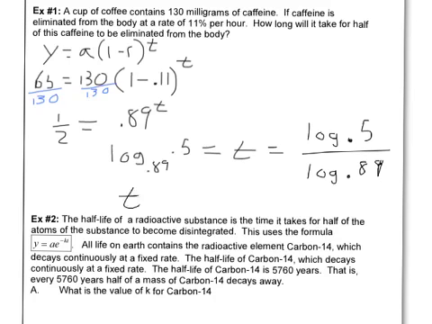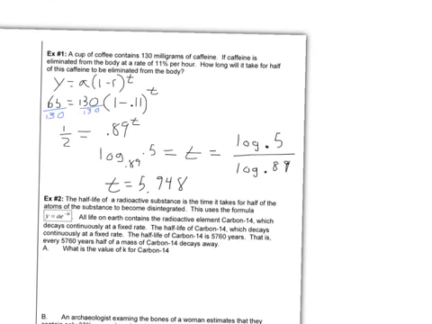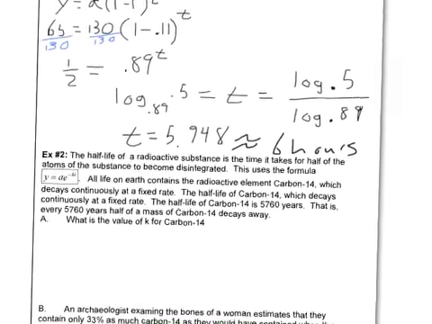And you get t equals about 5.948 or so. So about 5.948, or we could just say, hey, it's going to take about 6 hours to burn off half of that caffeine. Okay, so there you go. There's the first type of problem with the first type of formula.